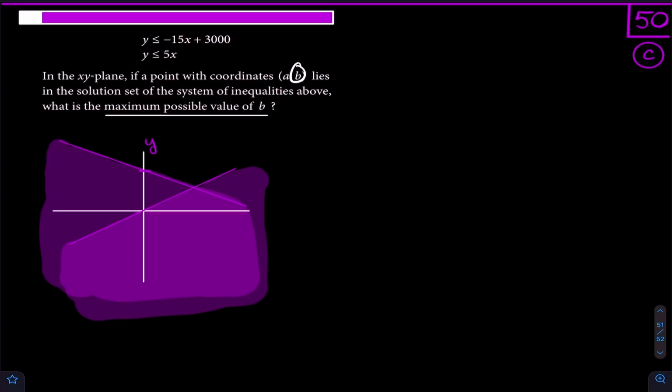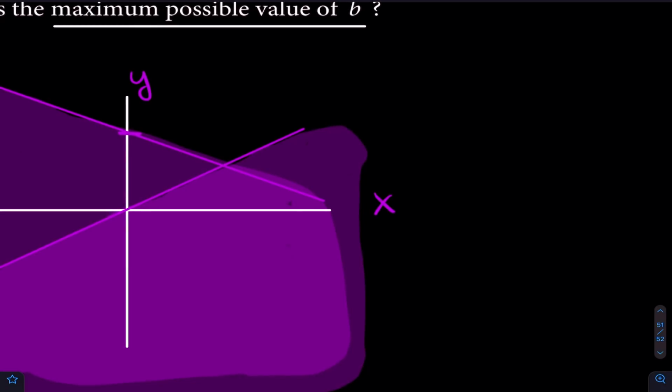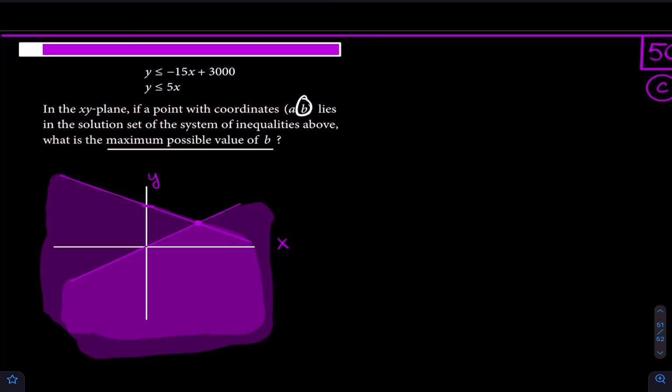So since this is the y-axis, this is the x-axis here, we're looking for the highest value in this solution set. Remember, the solution set is where these two shadings are intersecting. That's happening right here. That's going to be where our highest y value is in this whole shading here. All these other y values are lower. And do you see what that is? That's the intersection of these two lines. It's the intersection of the lines y equals negative 15x plus 3,000 and y equals 5x. Remember, that can happen. These are less than or equal to. So part of the graph are these lines.